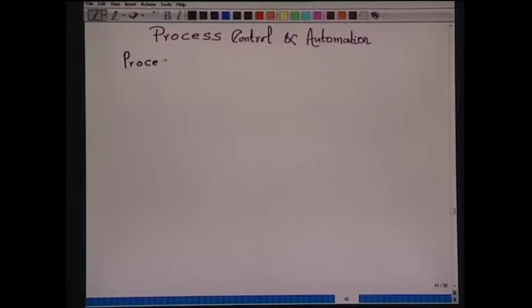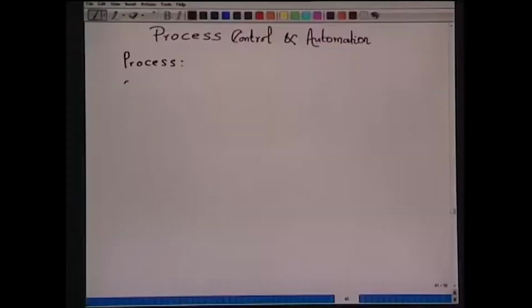Today, we will be discussing process control and automation in steel making. Let us say, in general, what is a process? A process converts reactants into products using thermal energy. Now, this thermal energy can be supplied externally or internally, that is through exothermic reactions.